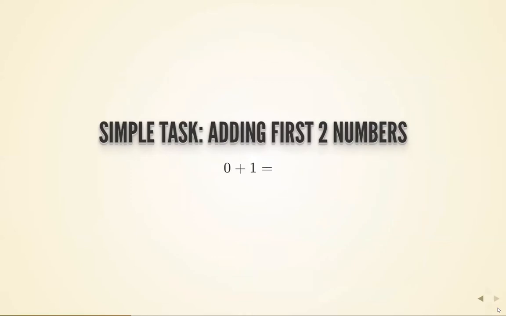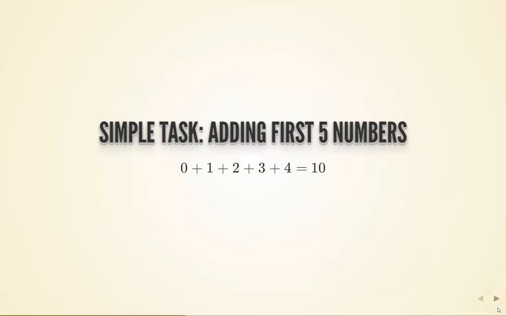Can we add the first two numbers in a sequence? 0 plus 1? Quick, what's the answer? It's 1. All right, well then what about the first three numbers? If you quickly add them in your mind, you get 3. What about the first 5 numbers? Oh, I tricked you. I skipped 4. Quickly, what's the answer? 10.